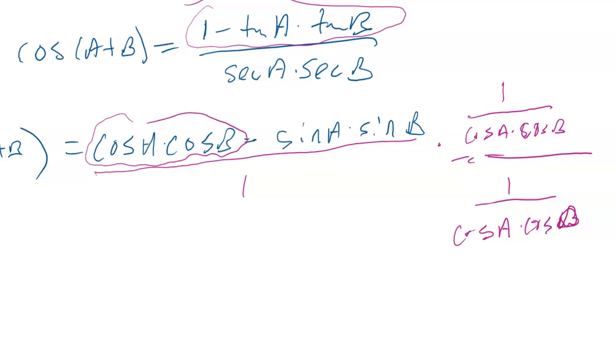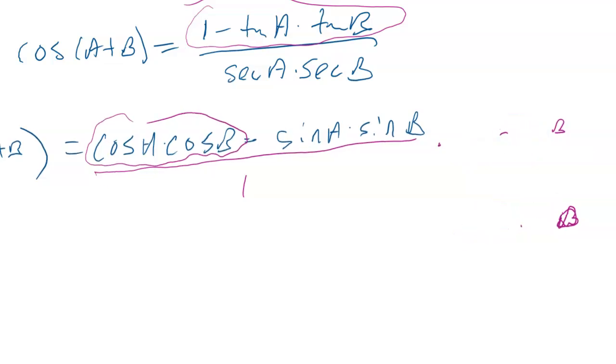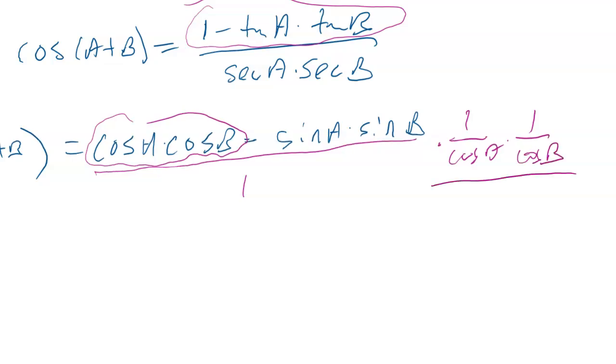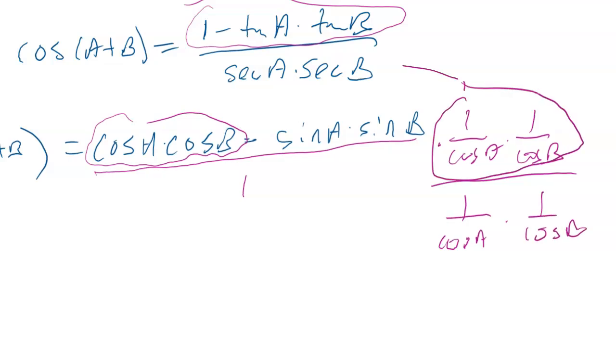I wonder if I should split that up. It might be easier. Yeah, I'm going to do that. I might do it in 2 steps. I'm going to do 1 step. So I got 1 over cosine A times 1 over cosine B divided by 1 over cosine A times 1 over cosine B. And I'm going to distribute to there, and I'm going to distribute to there.